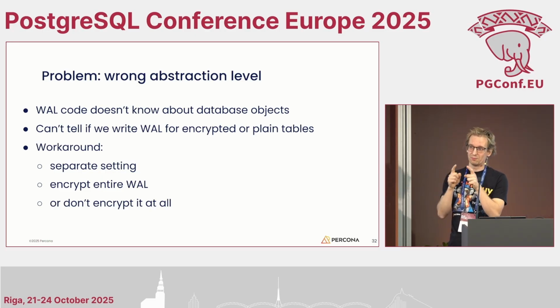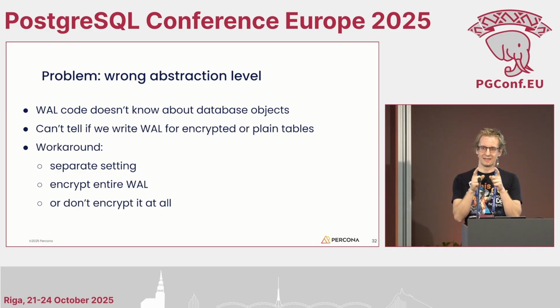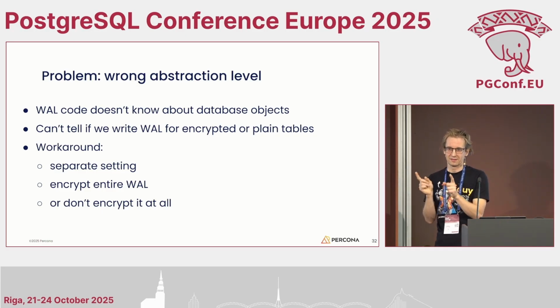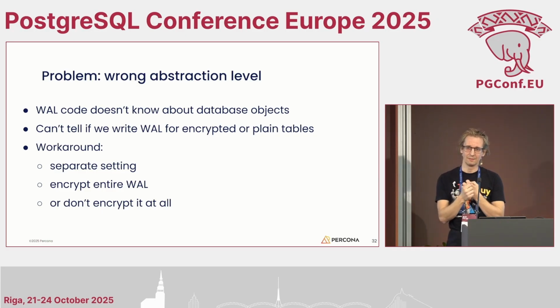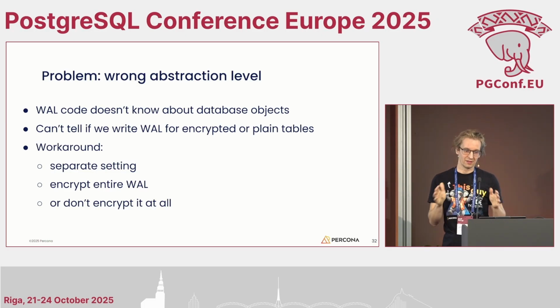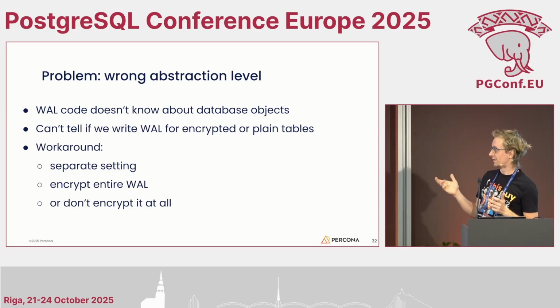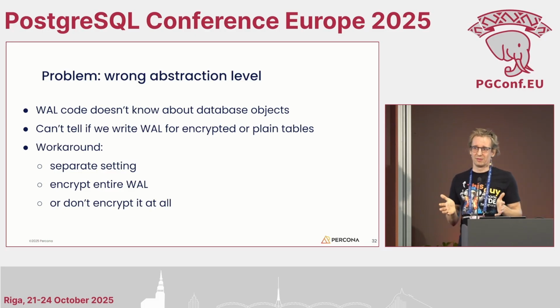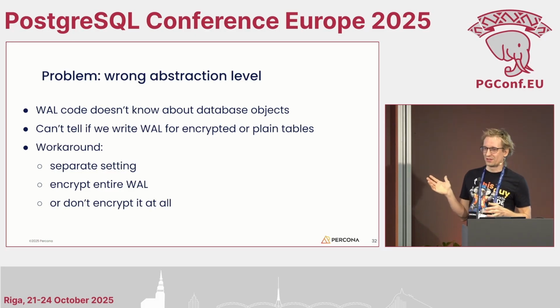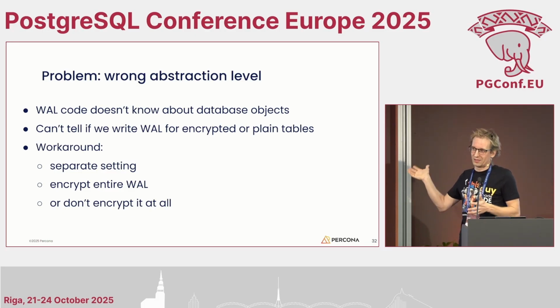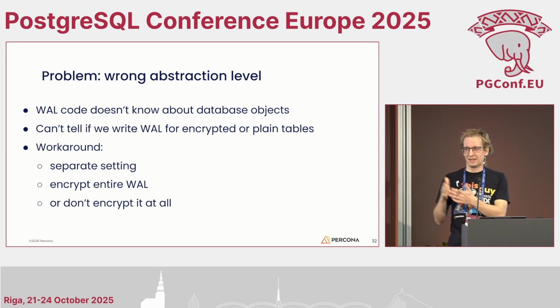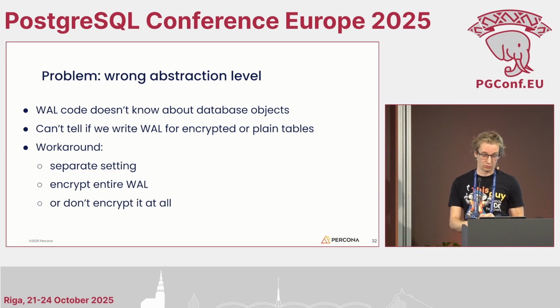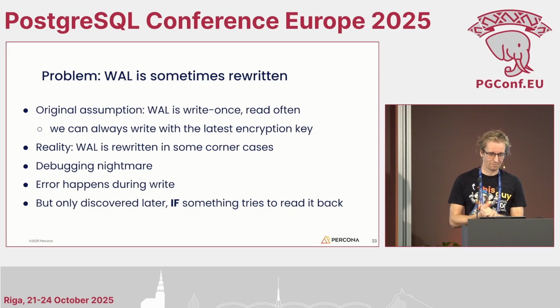We can't say that this part of the data is an encrypted table, and this part is a plain text table. We can't choose what to encrypt. We have to encrypt or decrypt everything. So we had to make this a separate setting. And this is actually not a terrible thing. Basically, every database server works this way. We were just really happy that our initial solution was better than this, but now we basically had to go back to this approach with a separate setting.